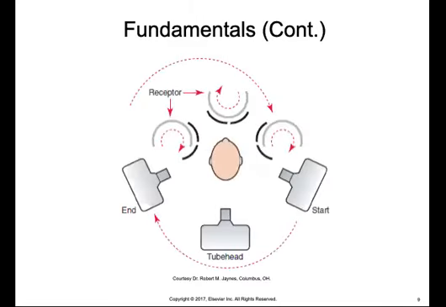And here we can see the path of rotation that both the receptor and the source take around the patient's head. So here the receptor travels in one direction, all around the patient's head. And the source starts from one end and it travels in this direction.